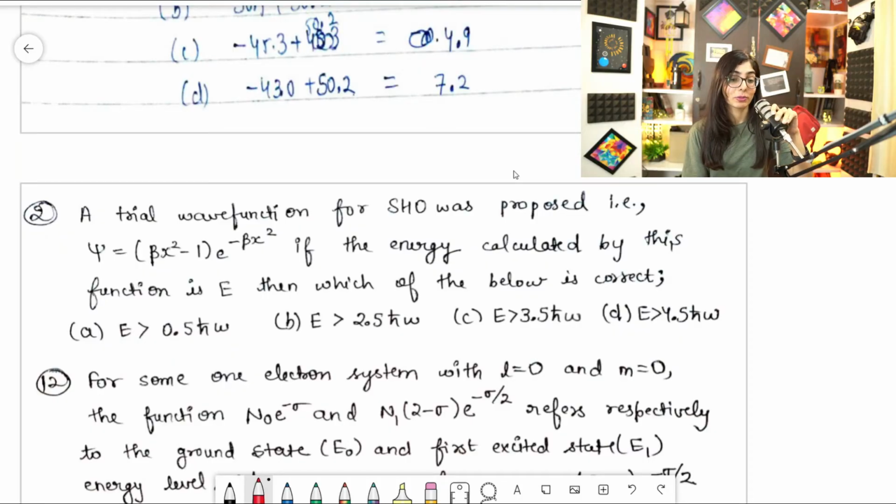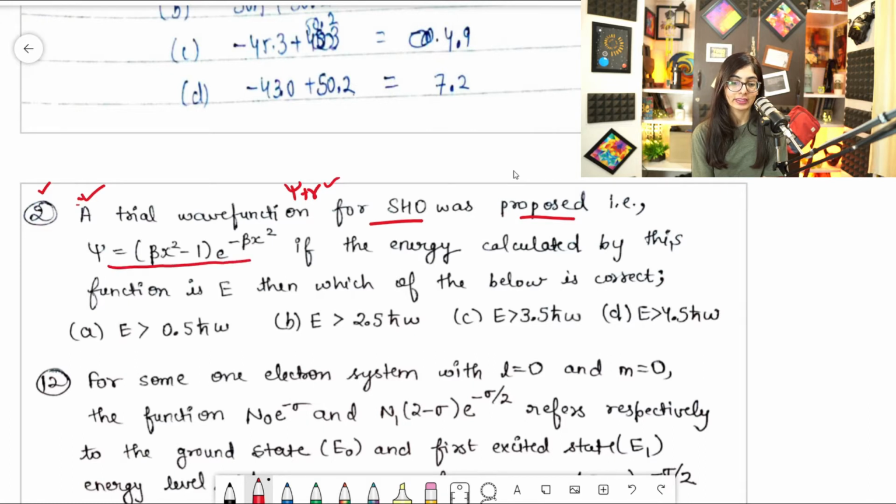The question which I'm talking about is the second question, and according to it, a trial wave function for the SHO is proposed, and the wave function looks like this: beta x square minus 1 e raised to power minus beta x square. If the energy calculated by this wave function is E, that means E trial is now equal to E. Fine. Then which of the below is correct?